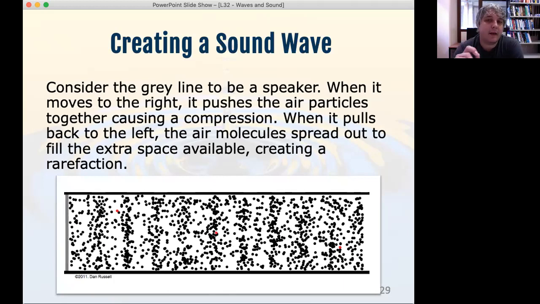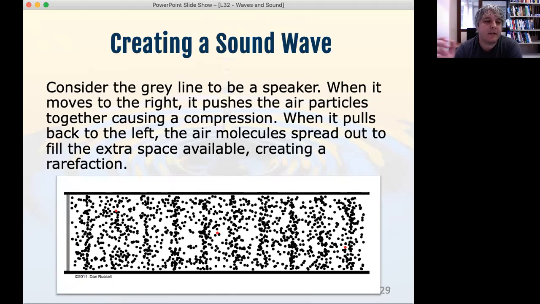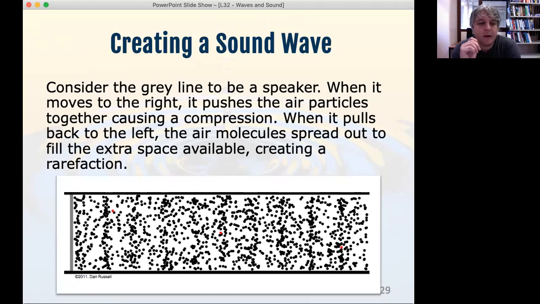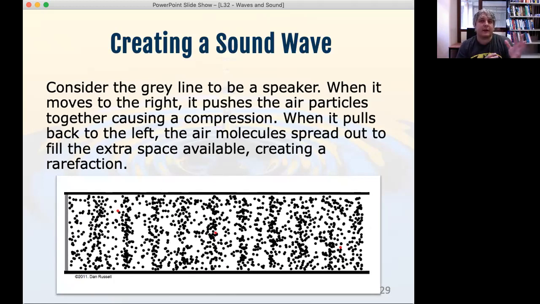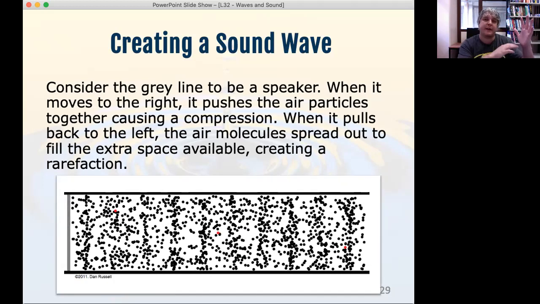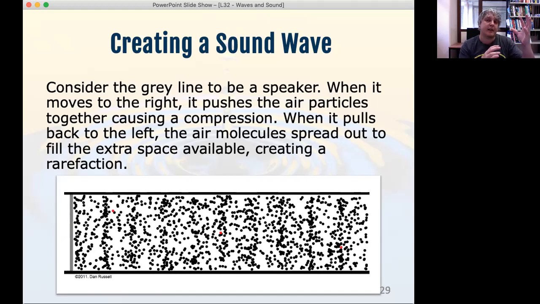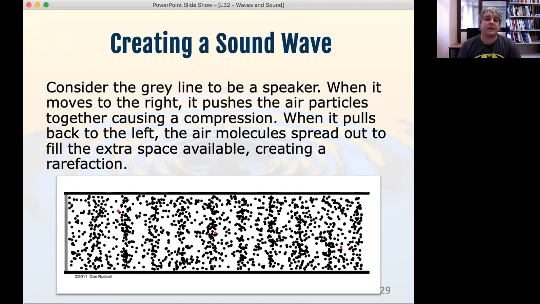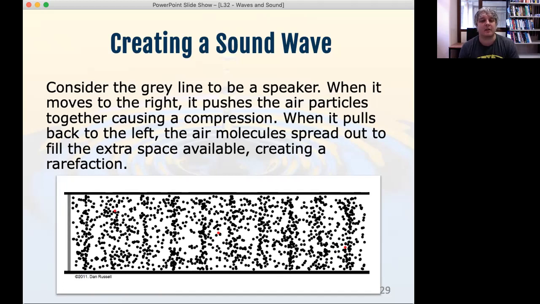And that peak travels along, it travels through space. And then as the speaker pulls back, so the grey line moves back to the left, it's making this extra space, and so the gas, the air, has to spread out to fill up that space. So that causes a rarefaction, a lower density area, because the gas is spread out. And then it pushes back again and causes another compression, and so on. So that's all a speaker is actually doing, or anything that creates a sound is actually doing.